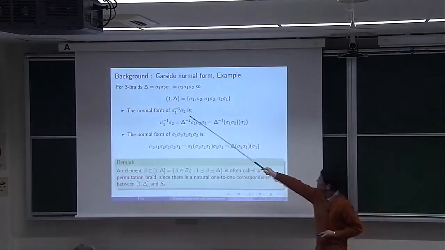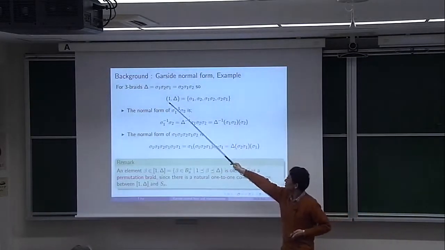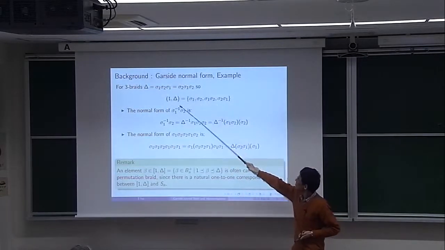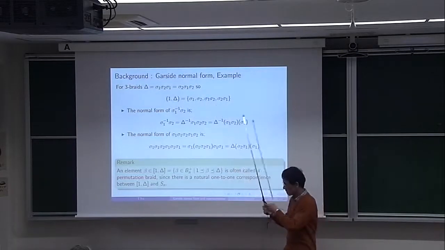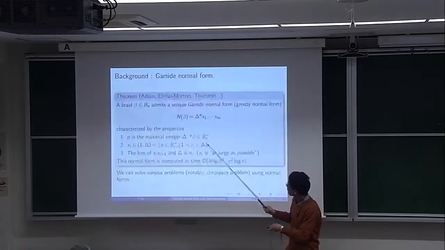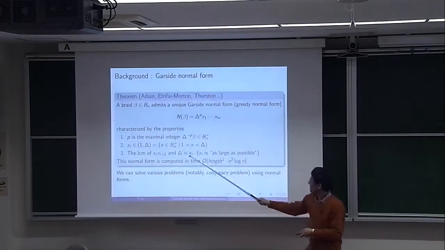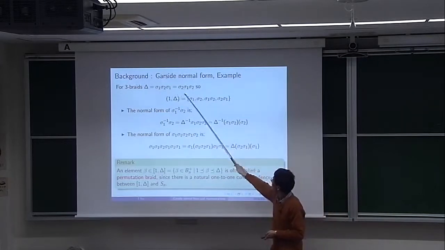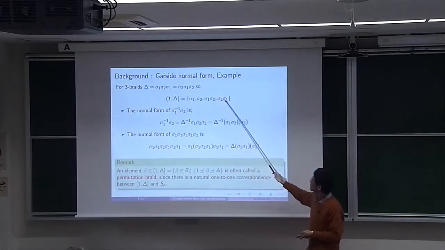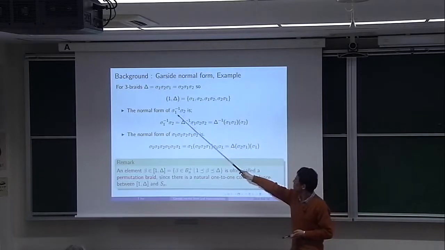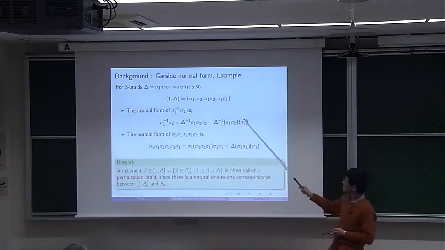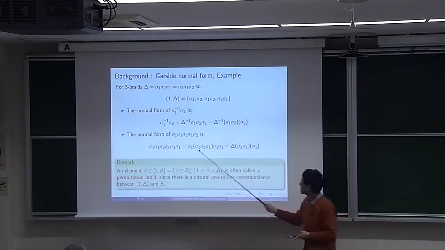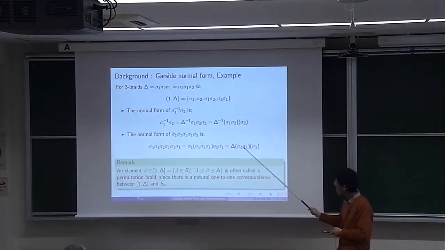Here is an example, the simplest example, for the three braid. In the three braid case, delta is sigma 1 sigma 2 sigma 1, which is sigma 2 sigma 1 sigma 2. So by definition, the simple elements which appear in the definition of the normal form are here: sigma 1, sigma 2, sigma 1 sigma 2, sigma 2 sigma 1. For example, the normal form of sigma 1 inverse sigma 2 is like this. And the normal form of sigma 1 sigma 1 sigma 2 sigma 1 sigma 2 is, by computing this, delta, sigma 2, sigma 1, sigma 1.